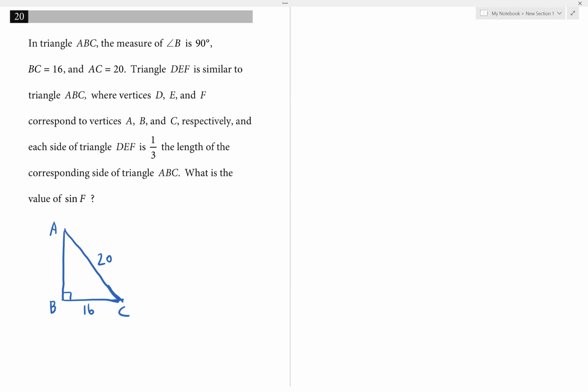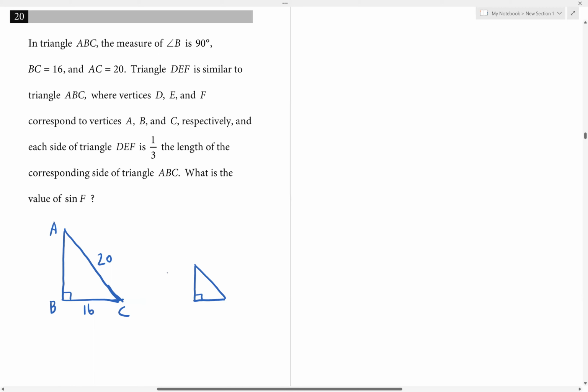Triangle DEF is another triangle and is similar to triangle ABC. So we know if you have similar triangles, then they pretty much have the same shape. It's the same shape, but it's actually smaller. Each side is 1/3 of triangle ABC. So we'll just draw it right here. Each side is a little bit shorter, but the overall shape has to be the same.